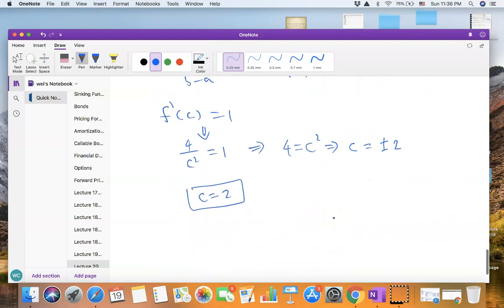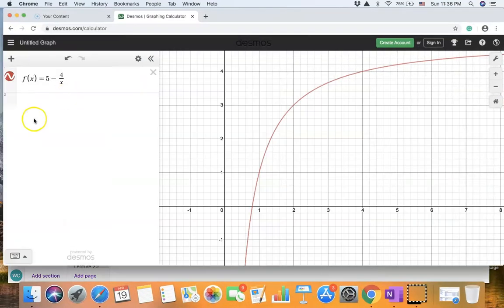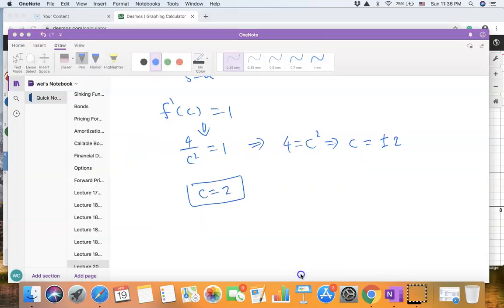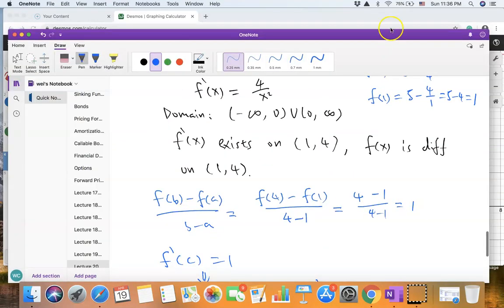Okay, let's verify this result. So first we have these two points, 1, f of 1 and 4, f of 4. These are the endpoints. Now let me connect these two points so we can have a secant line. So the slope is 1, right?